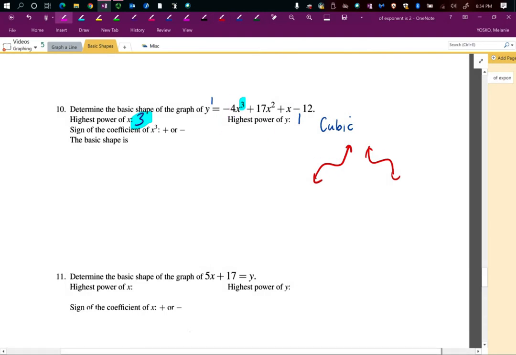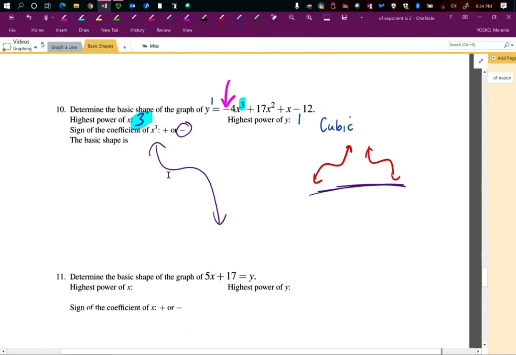And then we're going to have to figure out which one it is. So we look at the leading coefficient right here. It doesn't have to be the leading coefficient if these are all mixed up, but the sign of the coefficient of x cubed in this case is negative because we have a negative 4 times x cubed. So the sign is negative. So these were the options for the basic shape. Our basic shape looks like this. Okay.